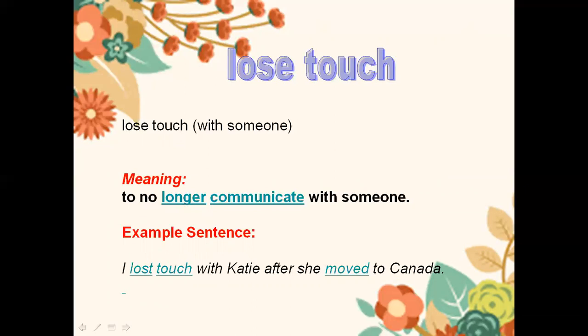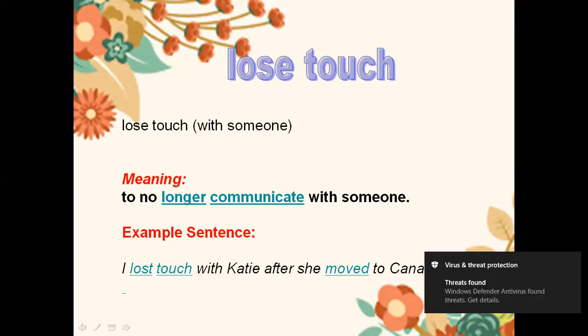That means we lost touch with someone. Example: I lost touch with Katie after she moved to Canada. That means I no longer call her. We can't talk to each other. I don't know where she is and what she is doing now.